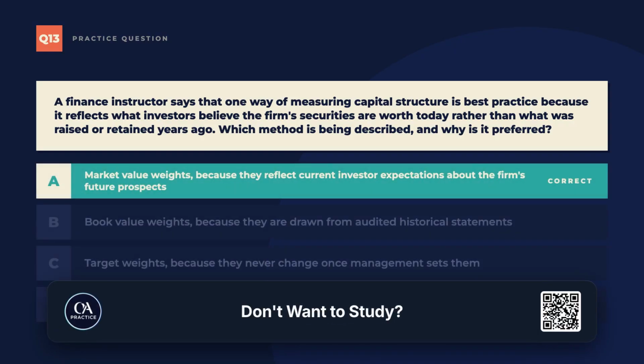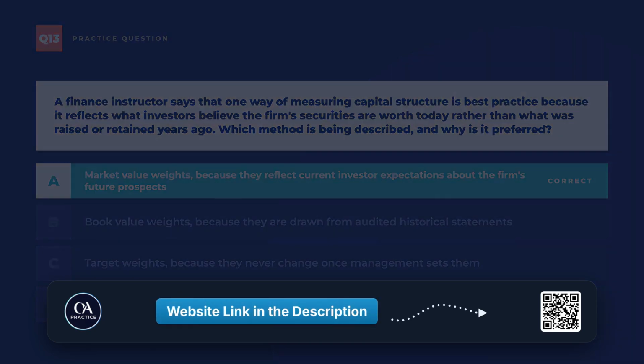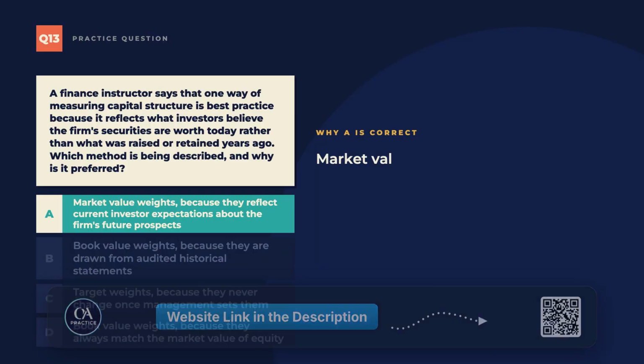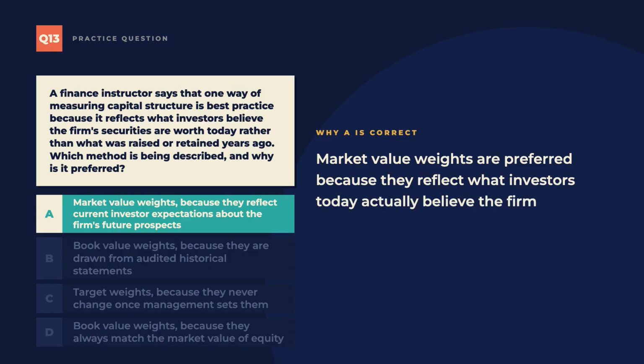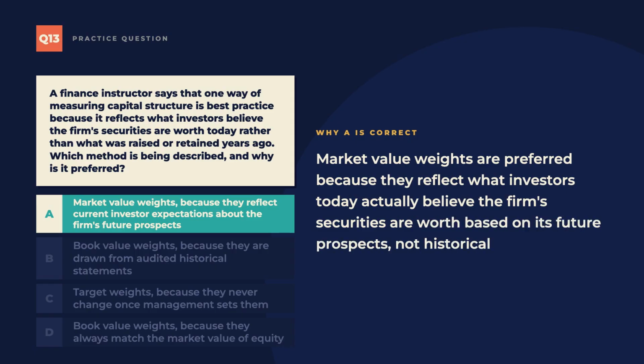The correct answer is A. Market value weights, because they reflect current investor expectations about the firm's future prospects. A is correct because market value weights are preferred, because they reflect what investors today actually believe the firm's securities are worth based on its future prospects, not historical cost. Cost of capital work relies on market weights for exactly this reason.